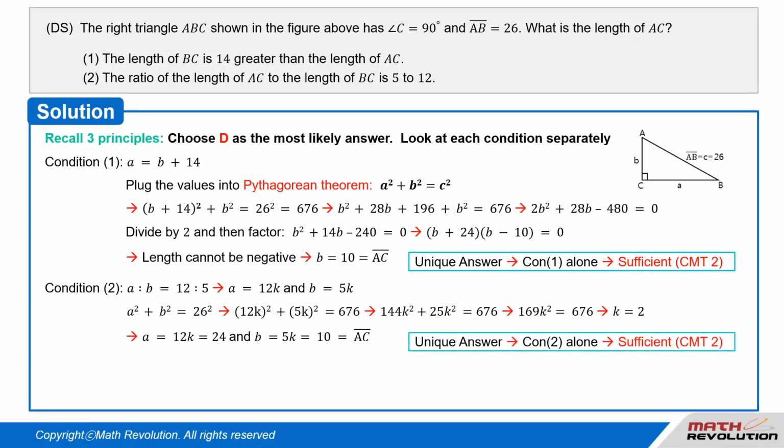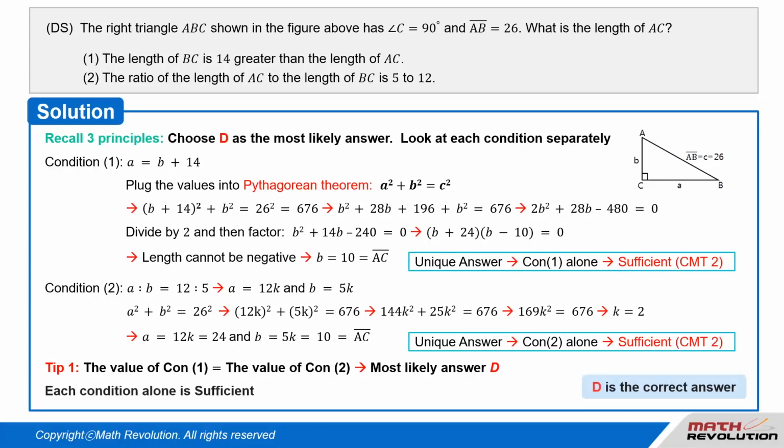This is a unique solution, so the condition is sufficient by CMT2, which means that the number of answers must be 1. Also, according to tip 1, it is about 95% that D would be the answer when the value of condition 1 is equal to the value of condition 2. Each condition alone is sufficient. Thus, D is the correct answer. Answer D.